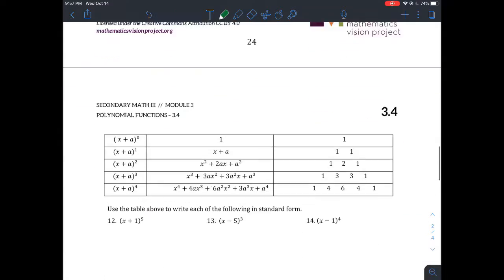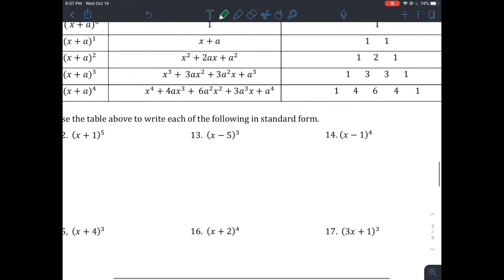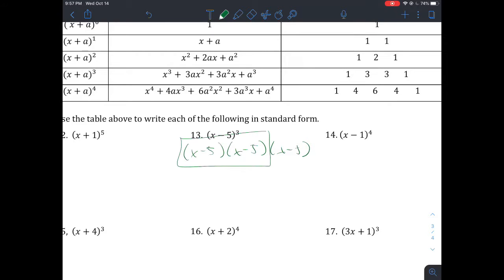All right, and I did want to go over one of these guys. I figured you guys are going to look at this and be like, what? So this is a pattern, a multiplication pattern. Let's do number 13, okay? This is the same as x minus 5 times x minus 5 times x minus 5. If you wanted to do this without using the pattern, you'd have to multiply these guys out. And then once you got that, you'd have to multiply that with the remaining binomial. But what this pattern does is it makes it a little bit easier for you.